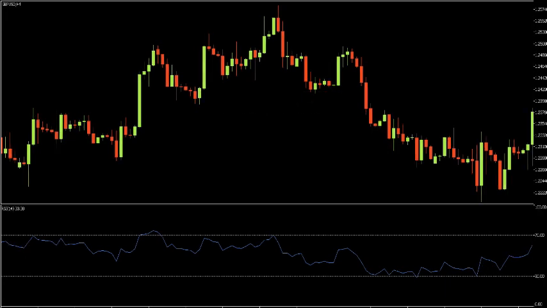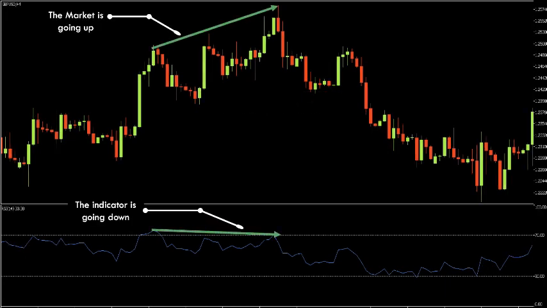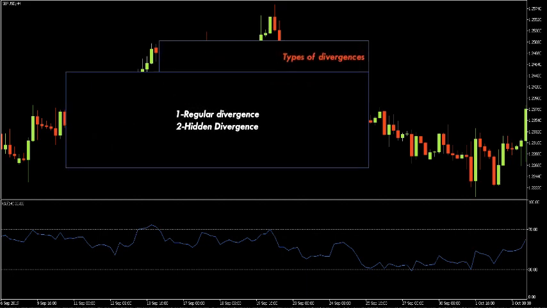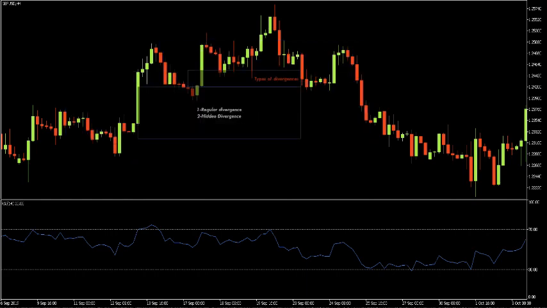Look at this illustration. The price is heading upward while the oscillator is showing a downward movement. As a result, the market reversed downwards. There are two types of divergence, regular and hidden. For each type, we have bullish and bearish divergence. So what's the difference between these two types?